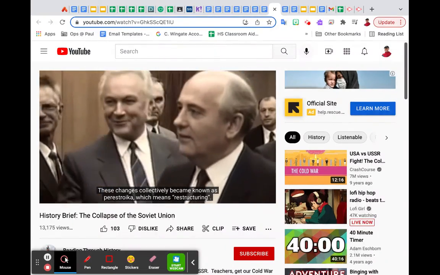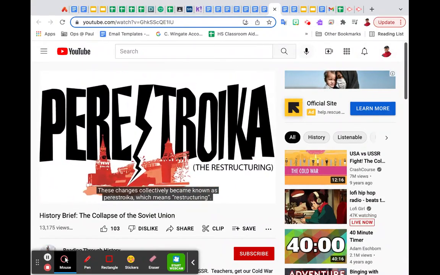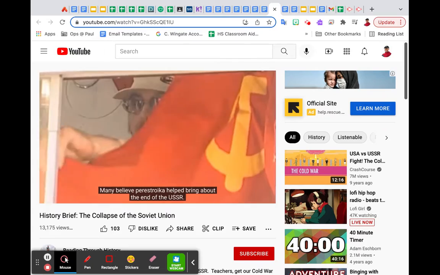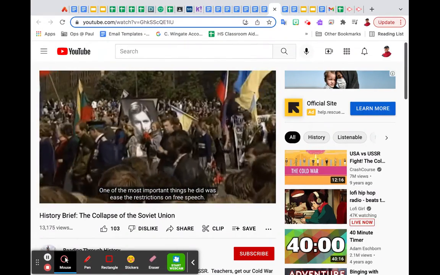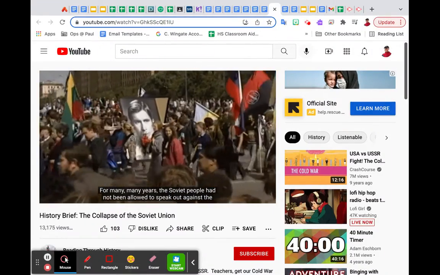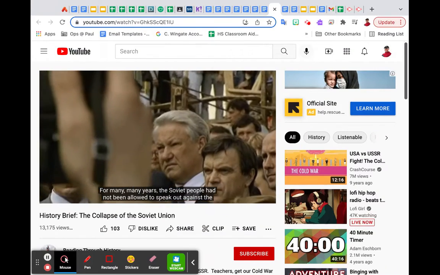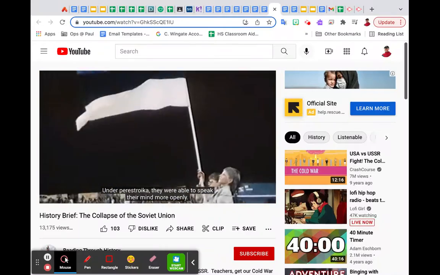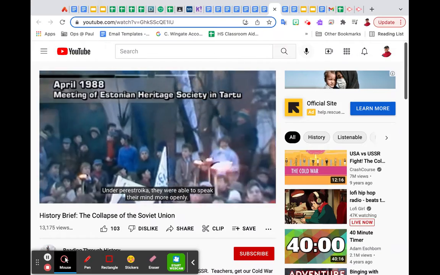These changes collectively became known as perestroika, which means restructuring. Many believe perestroika helped bring about the end of the USSR. One of the most important things he did was ease the restrictions on free speech. For many, many years, the Soviet people had not been allowed to speak out against the government for fear of severe punishment. Under perestroika, they were able to speak their mind more openly.